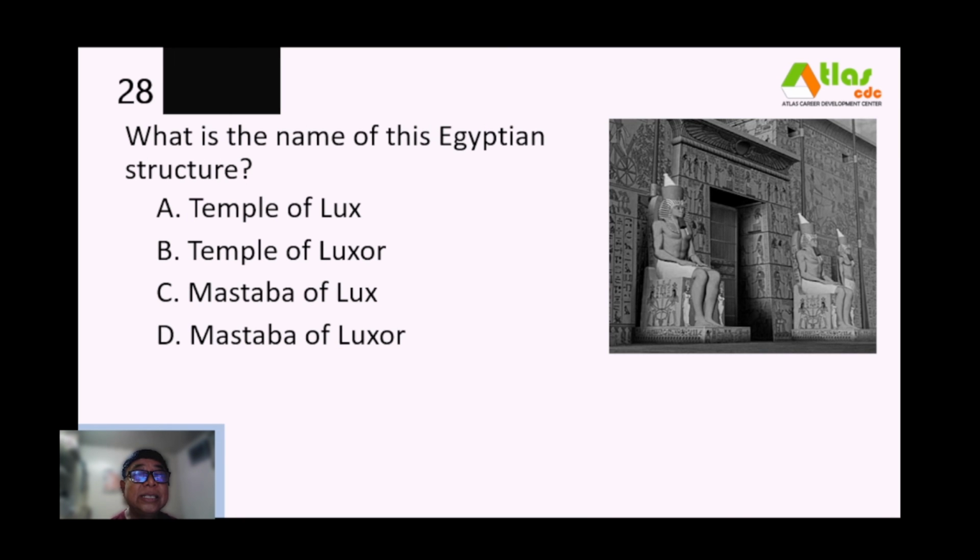28. What is the name of this Egyptian structure? A. Temple of Lux. B. Temple of Luxor. C. Mastaba of Lux. And D. Mastaba of Luxor.